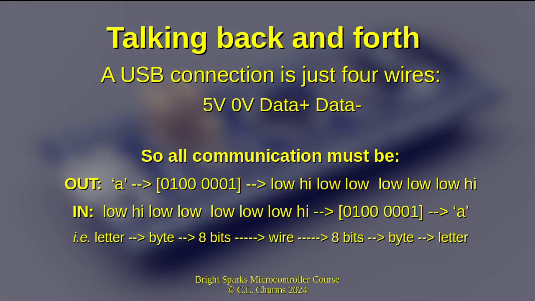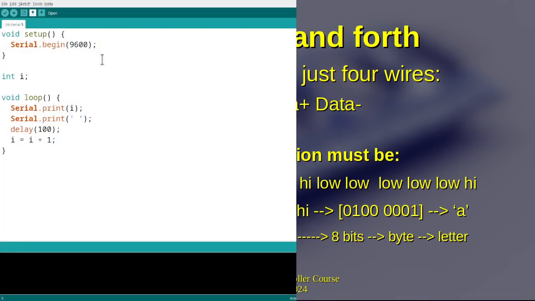Somehow the computer must know how often these values change, right? Because a low and a low and a low and a low and a low following each other means that somehow we must know how long each bit is, okay? And so the first thing that we do is we tell our Arduino, look, we are going to talk at 9,600 bits per second, okay? So those bits are going to come by at 9,600 of them per second, okay?